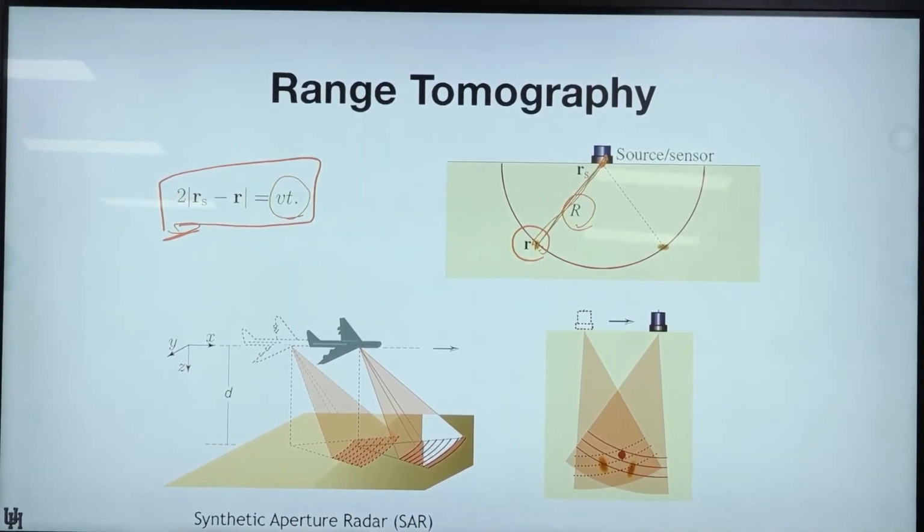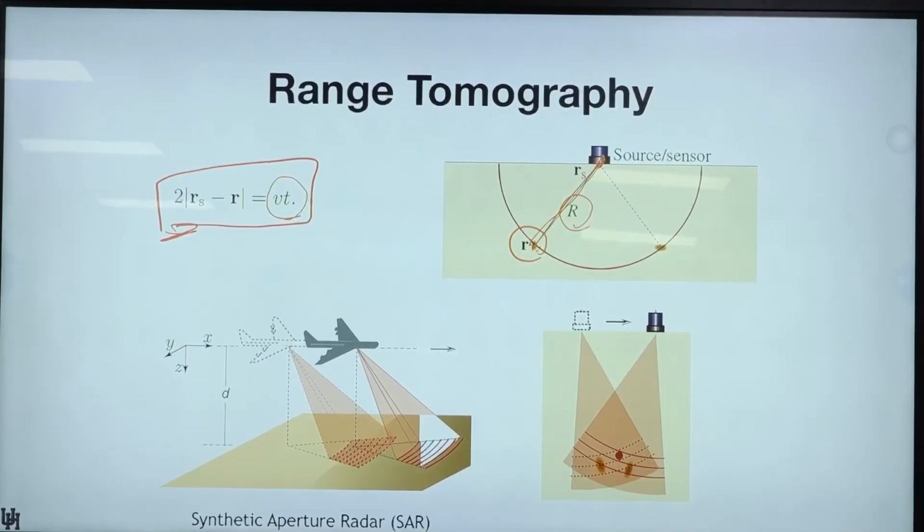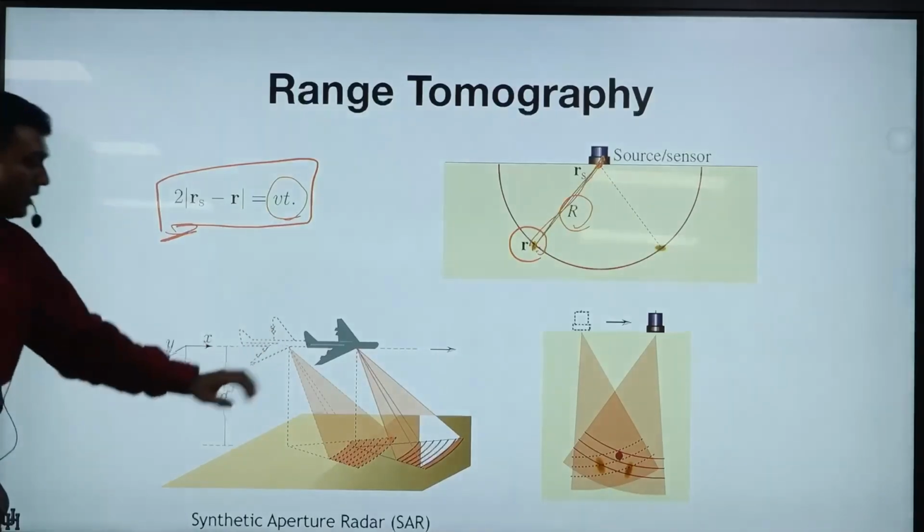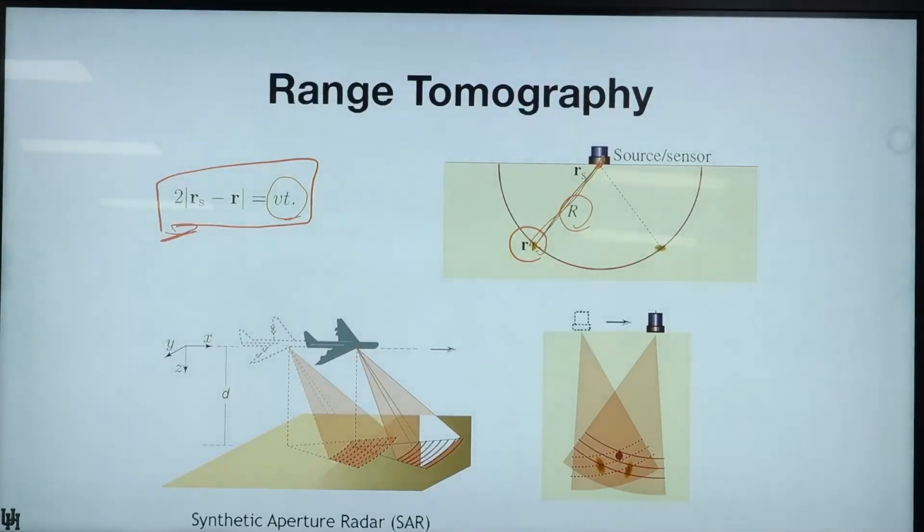So if you know the speed, not velocity, of, say, a wave, and if you measure the time, then you can estimate the distance, for example. These kinds of measurements are used in several different imaging systems that use this kind of approach, and on a larger scale, one imaging system is called synthetic aperture radar.